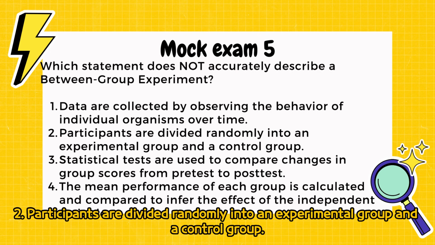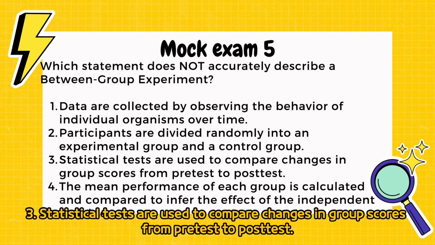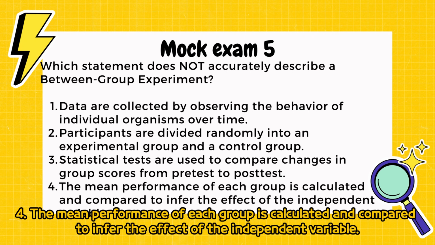2. Participants are divided randomly into an experimental group and a control group. 3. Statistical tests are used to compare changes in group scores from pre-test to post-test. 4. The mean performance of each group is calculated and compared to infer the effect of the independent variable.